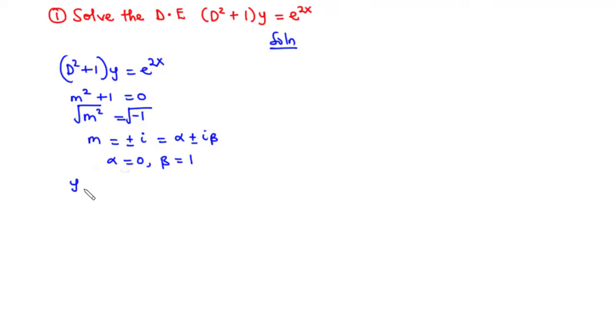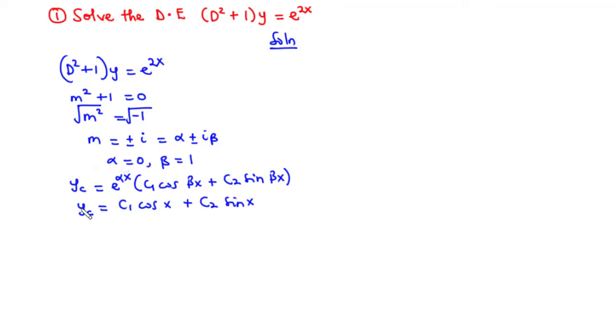Therefore we have the complementary function yc equals e to the power alpha x times (c1 cos beta x plus c2 sine beta x). So we plug in the values of alpha and beta. Alpha is 0, 0 times x is 0, e to the power 0 is 1. So we have 1 times c1 cos 1 times x, which is x. So c1 cos x plus c2 sine x. So this is the complementary function.